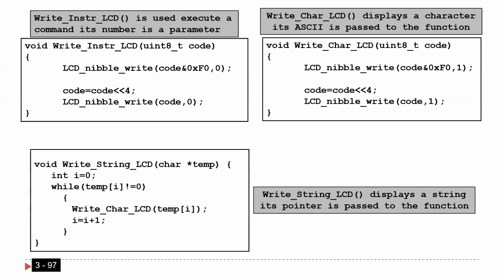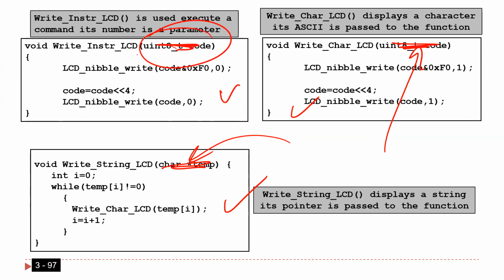Number 2, we have 3 functions here. This function is used if you want to execute a command. This function is used if you want to display a character, and you have to send the ASCII of the character here. This one is used if you want to display a complete message, and you have to send, as I explained, the pointer to the array here. That's it. On top of that, you should learn what commands we have and what code for each command. That's it. Very easy, very trivial. Any questions?